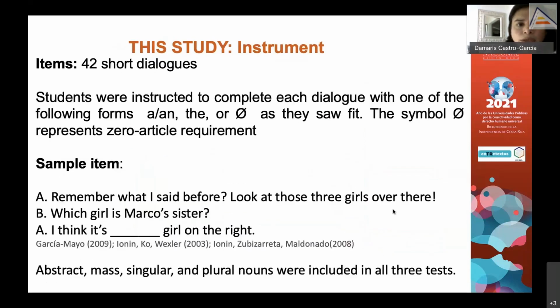So in this study, the students completed 42 short dialogues where they were asked to provide one article, a, the, or zero, depending on the dialogue. In all of the items, the third sentence was the one that was missing the article, and students were asked to provide the one that they thought was needed there. These types of items have been used in many studies before, such as Garcia Mayo or Yoninko and Bexler in 2003. Different types of nouns were included in these tests. There were abstract, mass, singular, and plural nouns in the items.